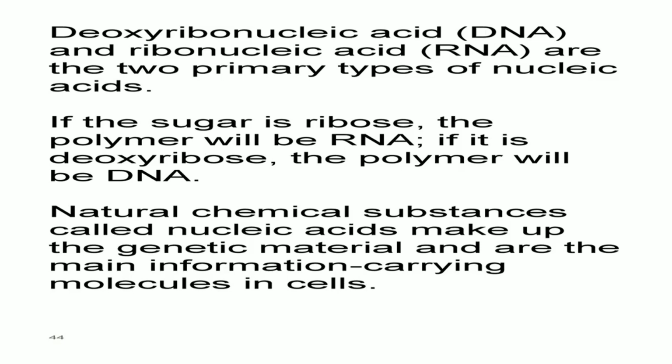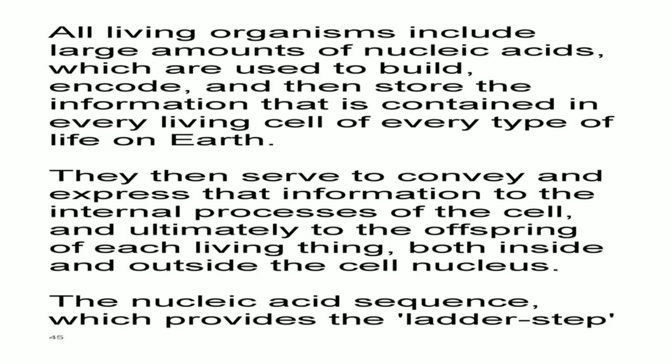Natural chemical substances called nucleic acids make up the genetic material and are the main information-carrying molecules in cells. All living organisms include large amounts of nucleic acids, which are used to build, encode, and then store the information that is contained in every living cell of every type of life on Earth. They then serve to convey and express that information to the internal processes of the cell, and ultimately to the offspring of each living thing, both inside and outside the cell nucleus.